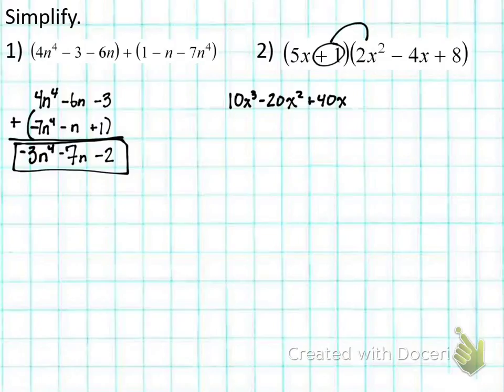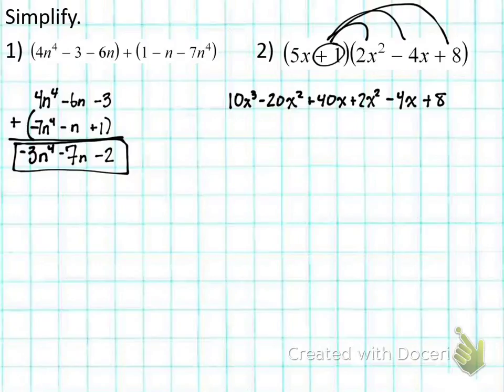So we're going to do the same thing, distributing the positive 1 into the following terms. So we got positive 1 times 2x squared. Super easy. We're just going to copy positive 2x squared minus 4x plus 8, right? Because we're multiplying 1 times all of this. We're bringing it down. Now we're going to rewrite this in descending order.